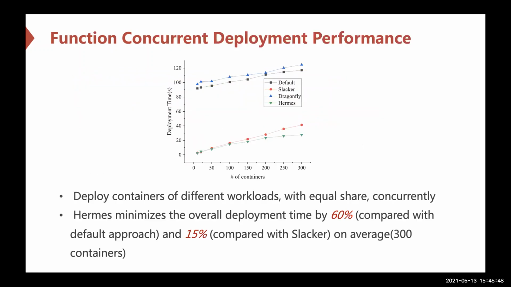We deployed containers of different workloads concurrently on the test platform with equal shares. The number of containers deployed ranges from 10 to 300, and containers in a specific round are deployed concurrently. The test result shows the average time for all the containers to launch under different concurrency conditions. Hermes significantly outperforms the default approach and Dragonfly in all cases, and has better performance against Slacker in high concurrency scenarios. Hermes minimizes the overall deployment latency by 15% to 60% on average when deploying 300 containers.